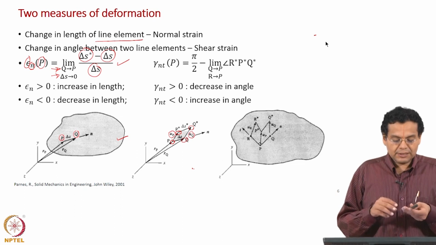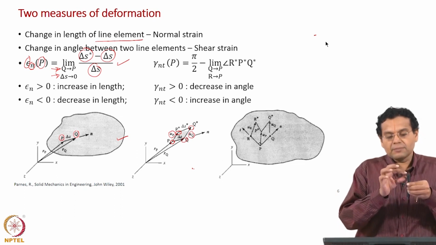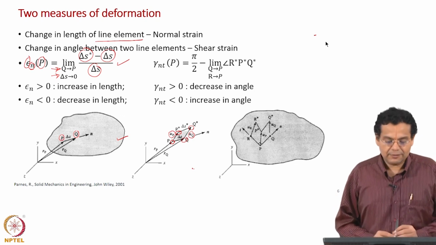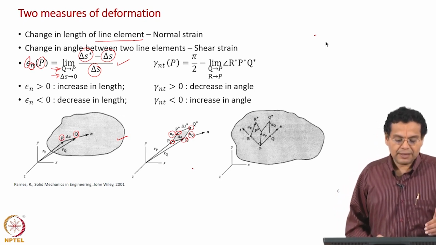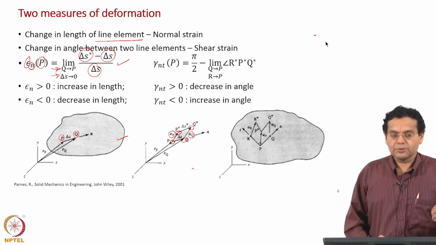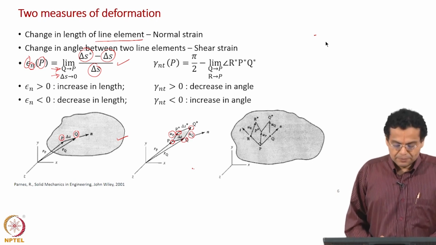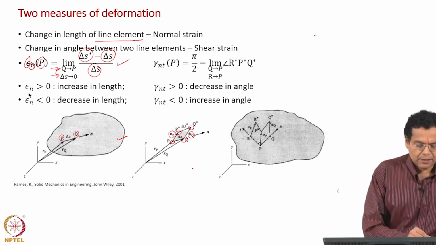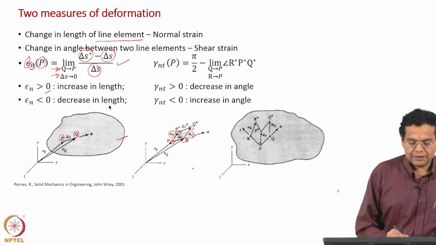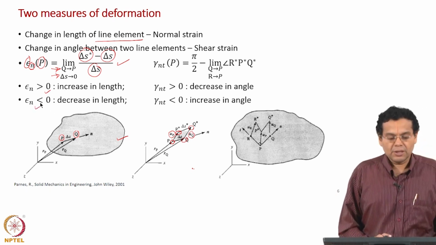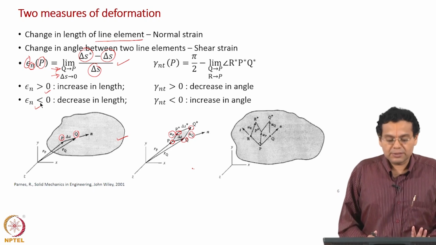In fact, using this we can find the normal strain at every point along the rod or along the length of the thread. And that is why we have taken Q tends to P and delta S tends to 0. Now, if there is an increase in length, of course, epsilon n is greater than 0, and if there is a decrease in length, epsilon n is less than 0. So, several aspects need to be focused on in this definition.